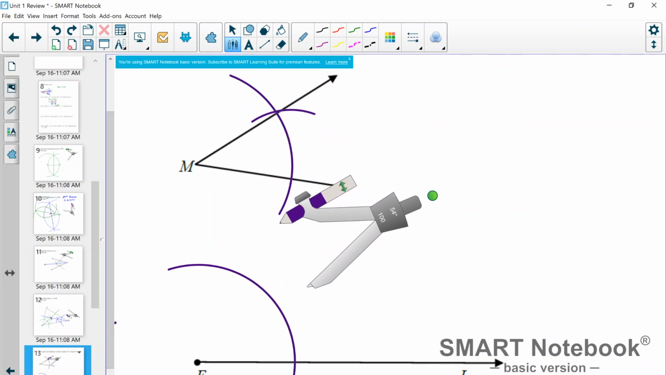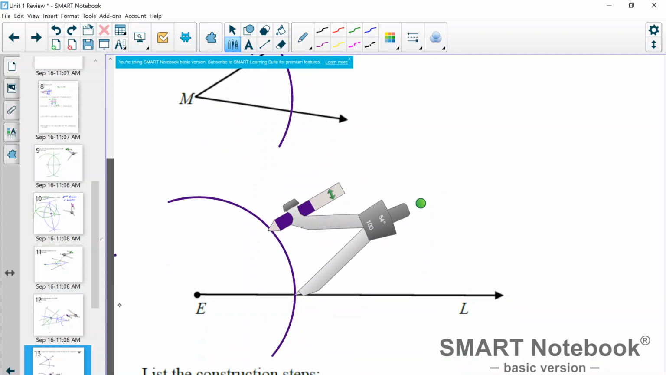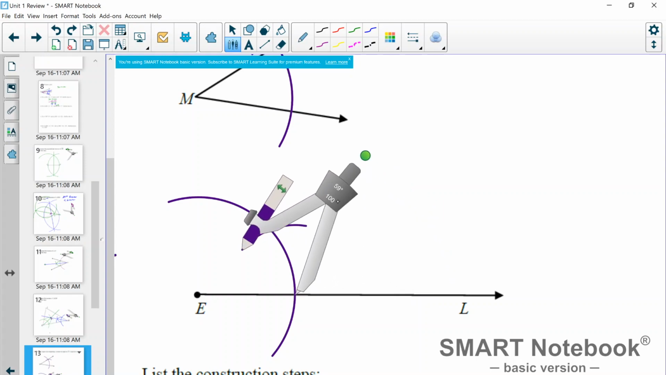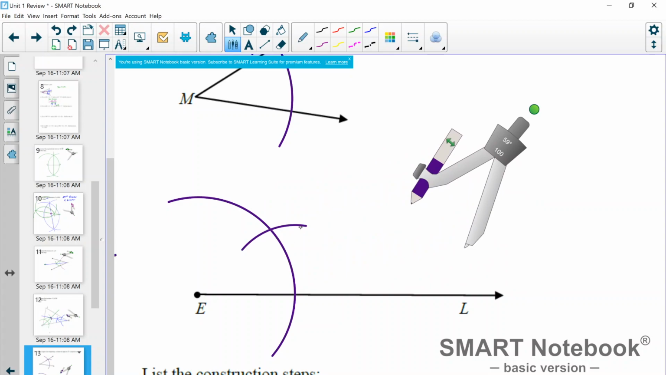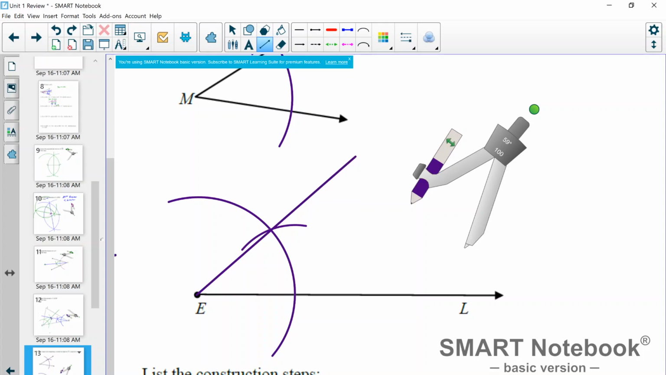And we're going to bring our compass down. My bullseye will be on the bottom part of the ray here, so ray EL. Pencils should already be set as long as I didn't move it. And I'll make a little mark. I now have a point of reference, so I can draw a line starting at point E and running it through where the two lines cross. And I have now copied angle M.